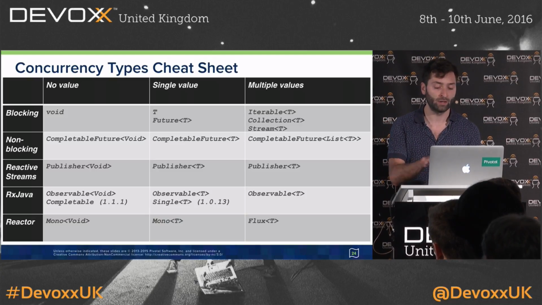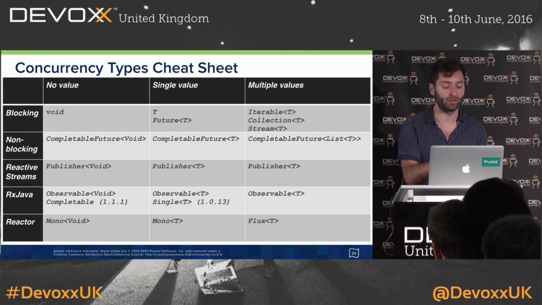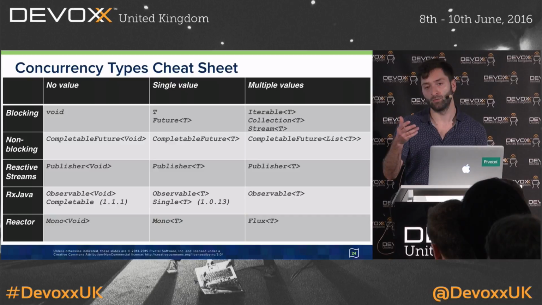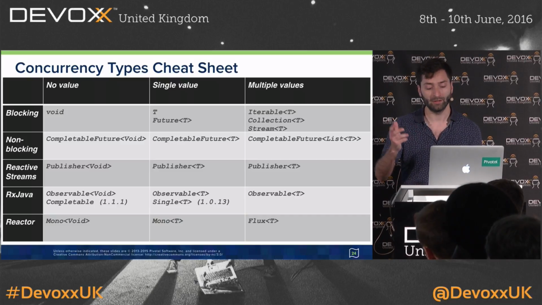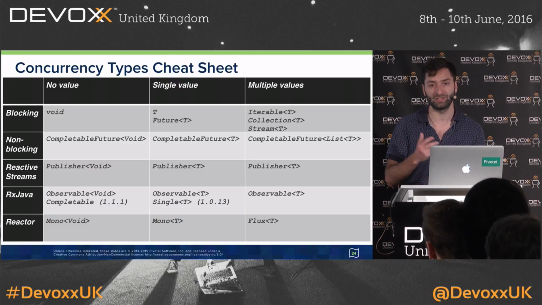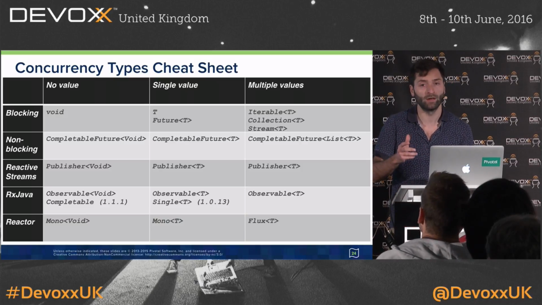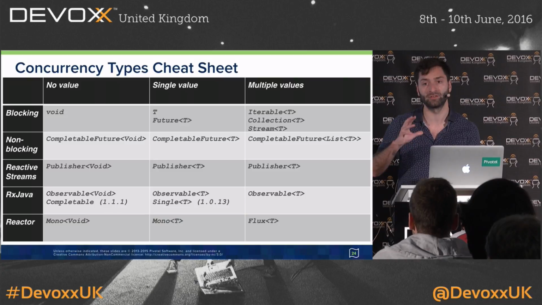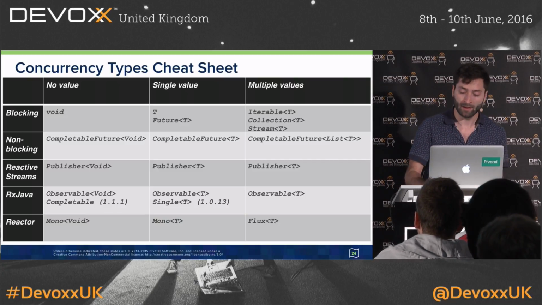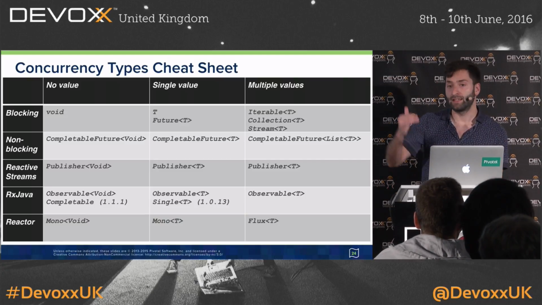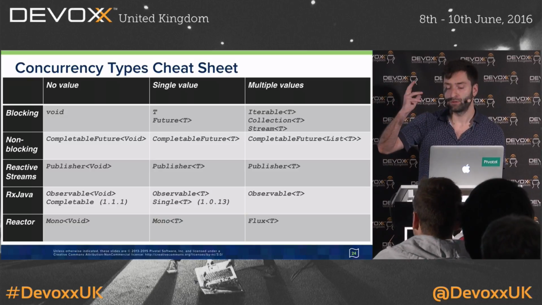And in Reactor, how we translate that is we have a type called Mono, which is used for at most 1 value, and a type called Flux, which is used for at most unbounded values. So it can be 1, it can be 0, it can be n values, but that's the most generic type you can use.